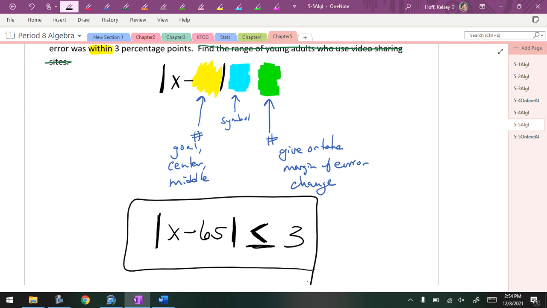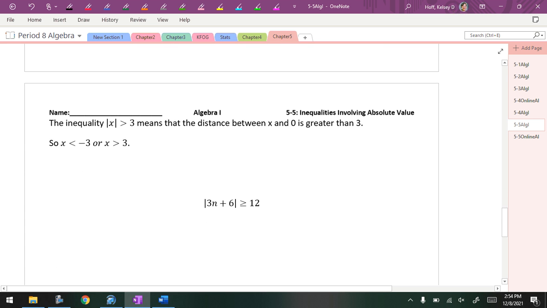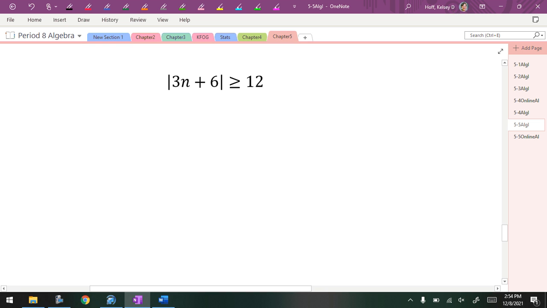And we're going to skip the next one because it's dumb because it's got a 0 in it. Okay, you do not have to solve that. On the flip side, if it's greater than or greater than and equal to, it's an or statement. So with absolute value, it is crucial you pay attention to what your beginning symbol is. That determines your and or your or. So if we look at this, the absolute value of 3n plus 6 is greater than or equal to 12. So we say 3n plus 6 is greater than or equal to 12, or 3n plus 6 is less than or equal to negative 12.